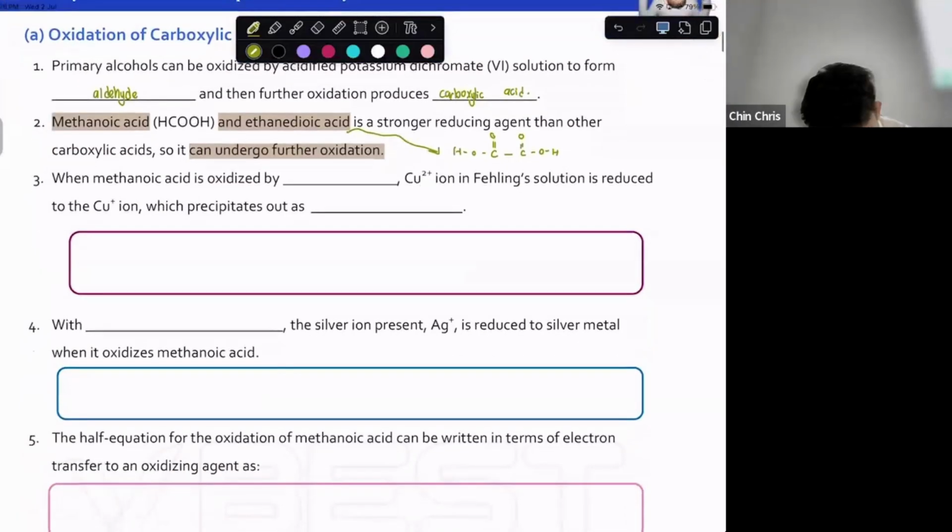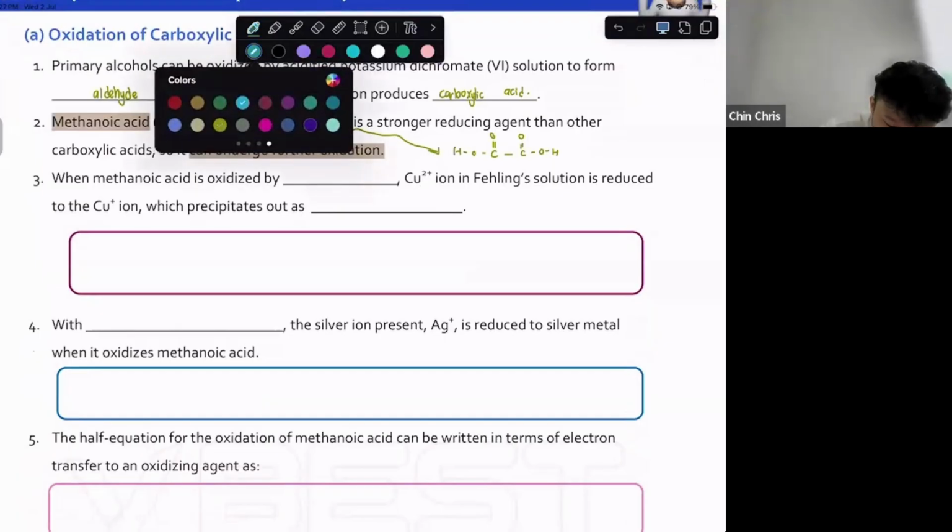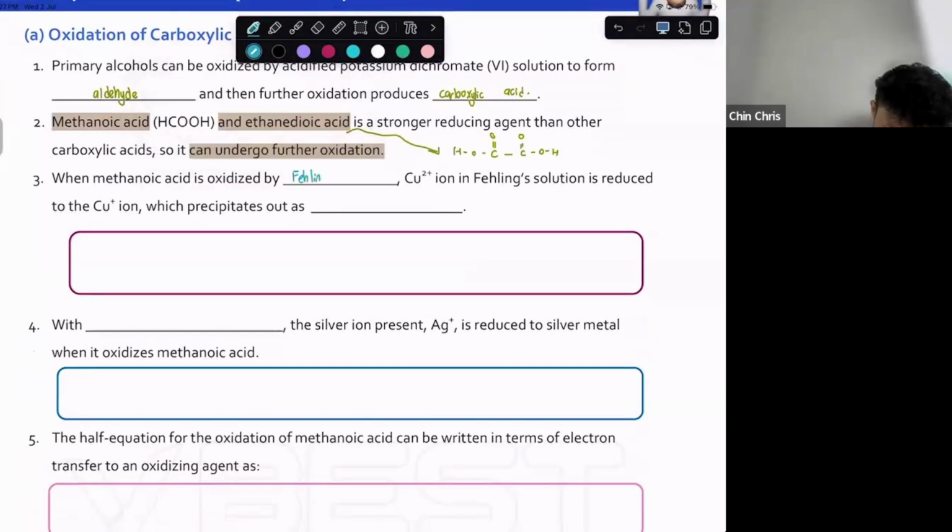But methanoic acid is oxidized by Tollens reagent. Okay, so this is Cu, this is Fehling solution. So guys, please tell me, Fehling solution plus it turns into what? Red ppt. Correct. Brick red ppt is formed, right? Alright, guys, what's the ppt? Cu2O.